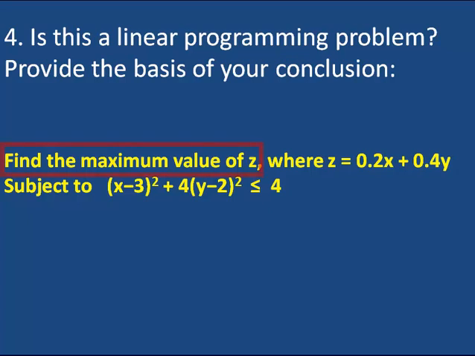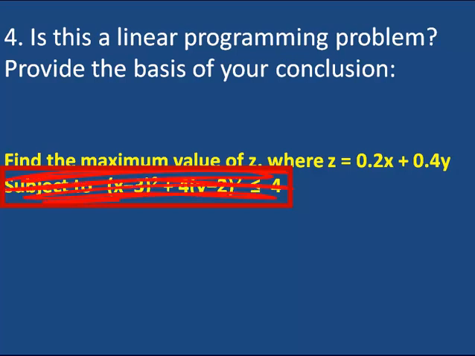Alright, this question does say find the maximum value of z. It's optimization. z is equal to 0.2x plus 0.4y. It's got a linear formulation. It's a linear function. Okay, how about the domain, the allowable x, y's in this case? Wow, look at that. x minus 3 squared plus 4 times y minus 2 squared. Okay, that is a non-linear inequality there. That will disqualify this question from being a linear programming problem.